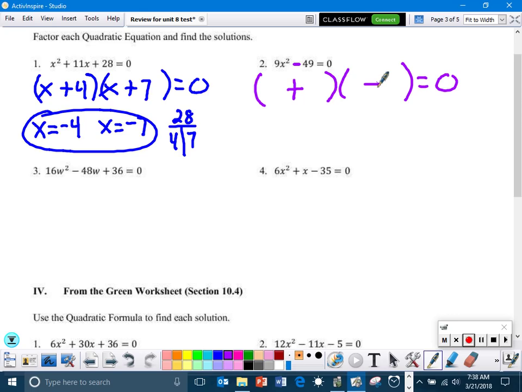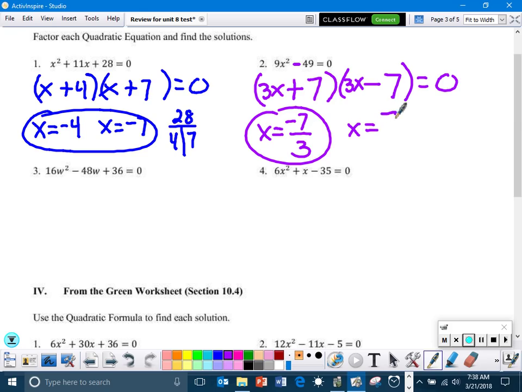The square root of 9 is 3. So the first one is 3x. And then the square root of 49 is 7. And we're done. So what's the answer? Now remember, these are going to be fractions. We take negative 7. Remember, always the opposite. And then the number in front of x is your denominator. And then this one is positive 7 over 3.